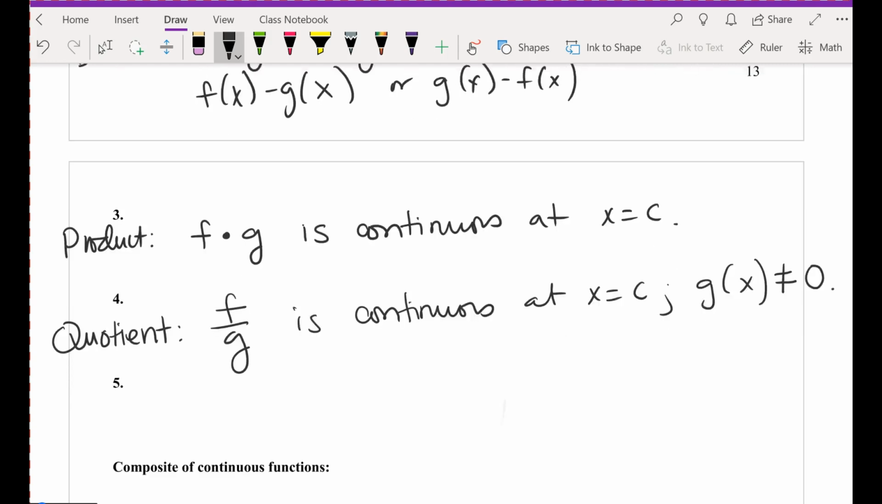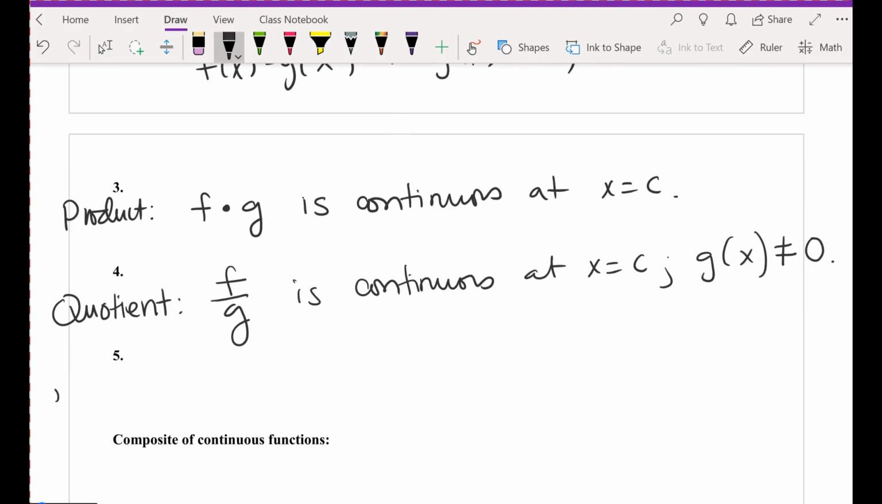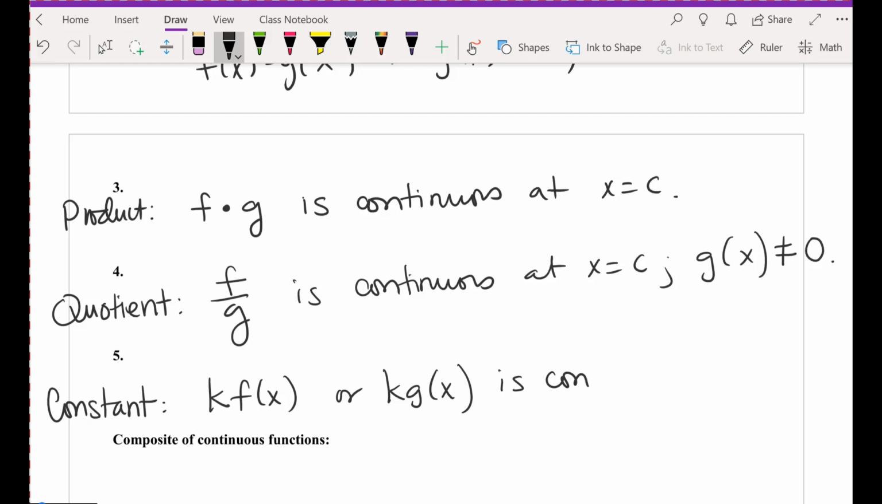It's also true if you were to multiply by a constant. Okay, so constant, if we take k times f of x, which is your function, or even k times g of x, guess what? It's also continuous at x equals c. Okay.